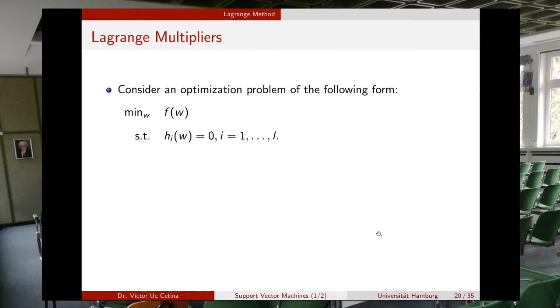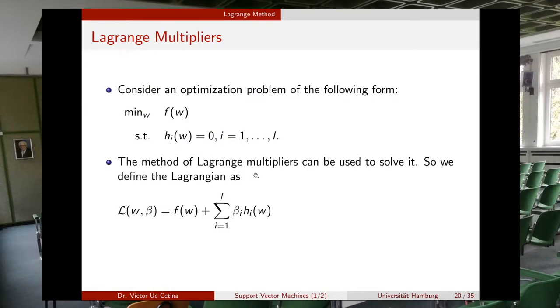Okay, let's talk now about Lagrange multipliers. Consider an optimization problem of the following form. So we have some function f that is going to be our objective function, the one that we want to minimize. And we have a set of constraints. In this case, we are talking about equalities, and we have L equalities. So we want to minimize this, but we also want to keep these constraints true.